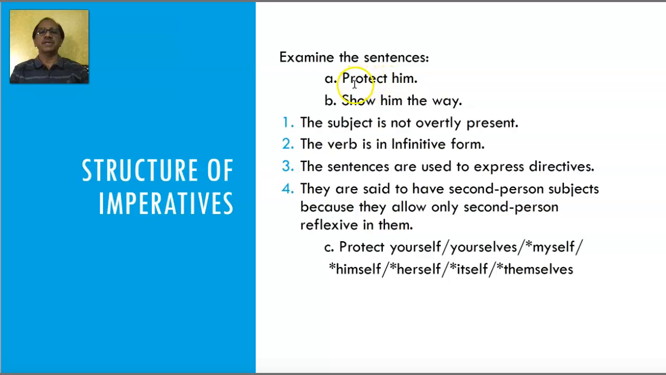And the verb is supposed to be in infinitive form. How do we know that it is in infinitive form? You cannot have any inflection to it. Then we should be able to say "protected him" as an imperative in past, or "showed him the way" as an imperative in the past tense, but we don't say that. So the verb is in the infinitive form. It is not inflected for any inflection.